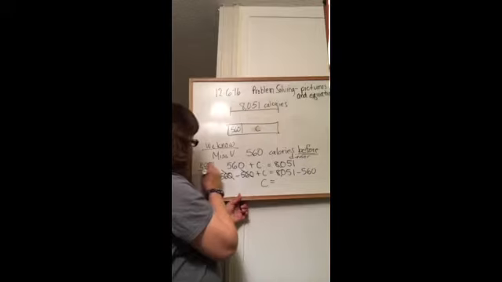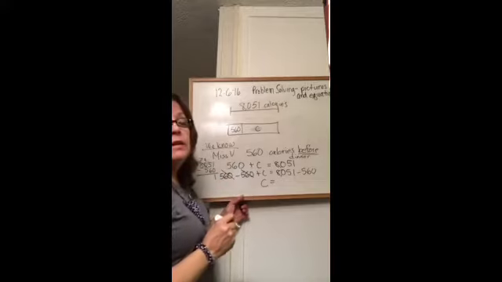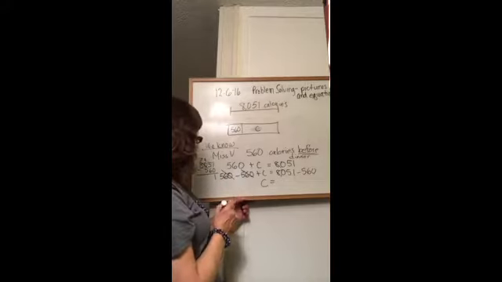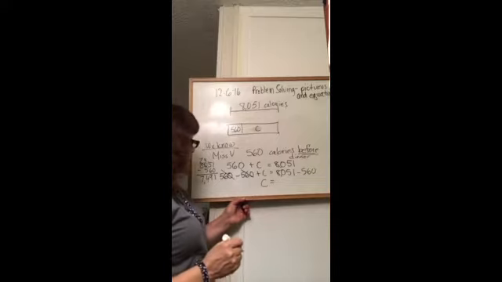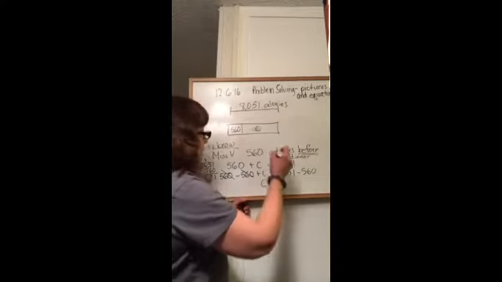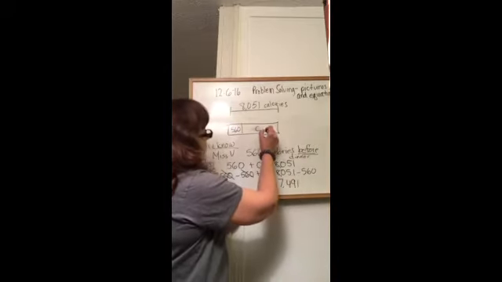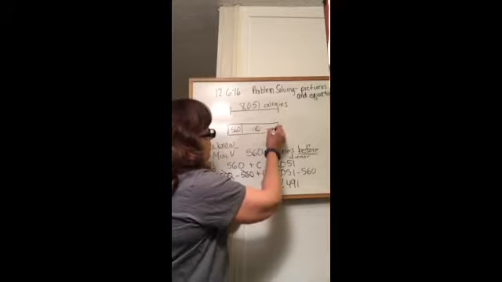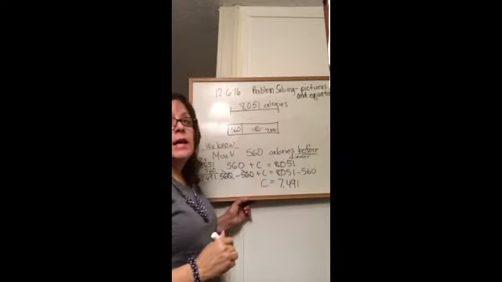8,051 minus 560. 0 from 1 is 1, but now I've got to borrow. That becomes 79, and that becomes 15. 6 from 15, how much is that? 9. 5 from 9 is 4, and nothing from 7 is 7. So 7,491. I had 7,491 calories for dinner and dessert after I had that first candy bar.